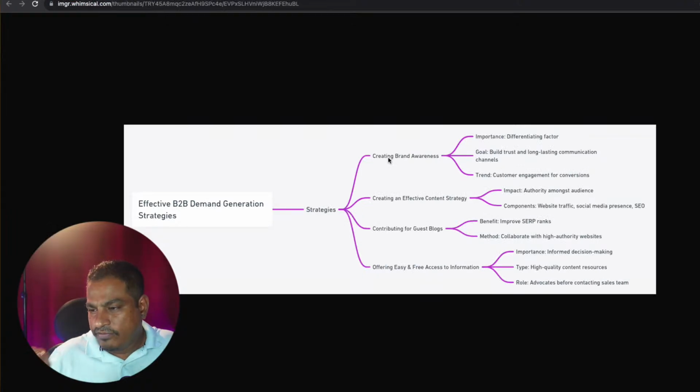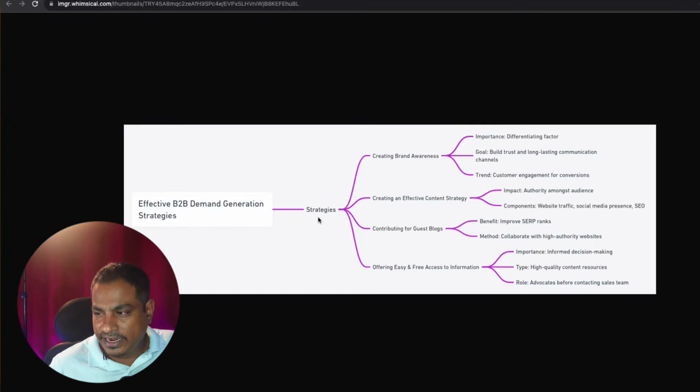All right. Now, if these are the strategies that we have in place, right? So creating brand awareness, as I said, you need to have an effective content strategy. Then you have some sort of activity where you can collaborate and demonstrate your authority over something, right? The offering should be easy, and free access to information should be available. Now, what does each of these things mean?